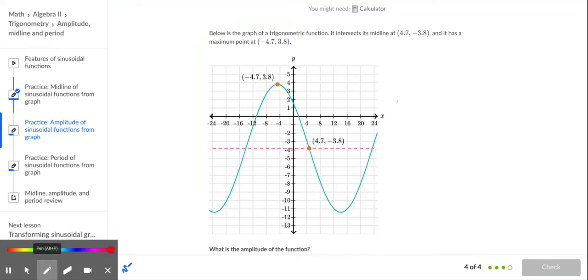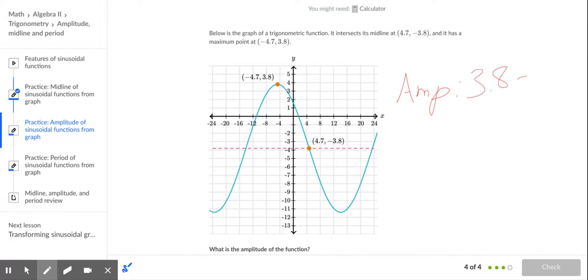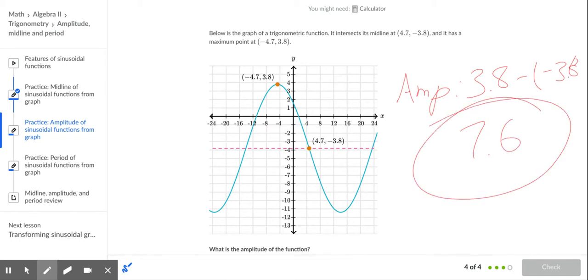So the amplitude is 3.8 minus negative 3.8, or 3.8 plus 3.8, right? Which is what, 7.6? So that would be my amplitude, 7.6. So that is how you find amplitude.